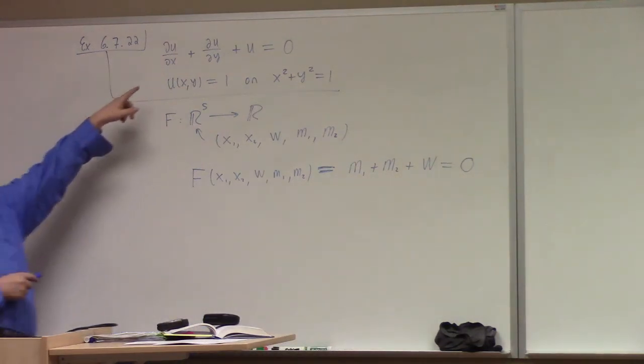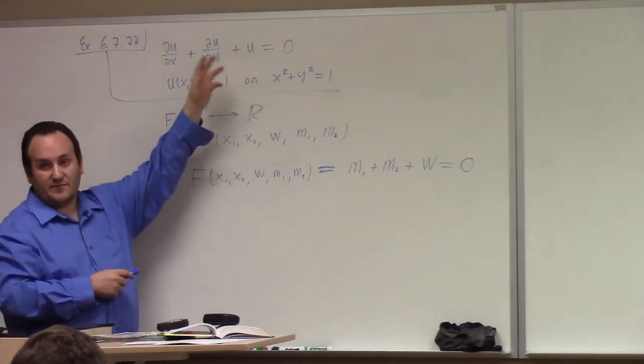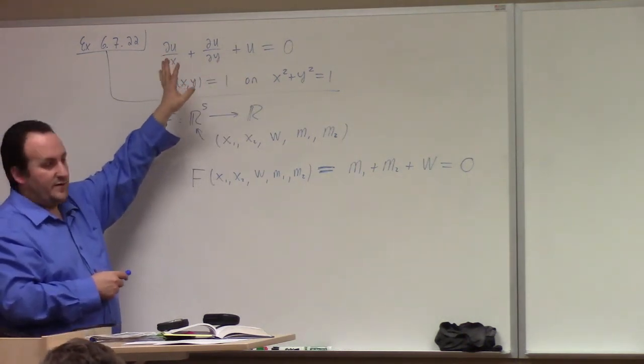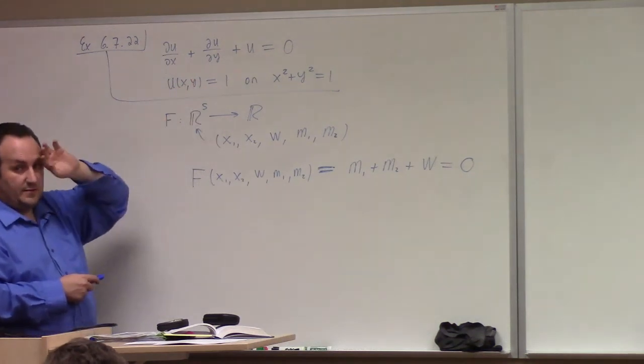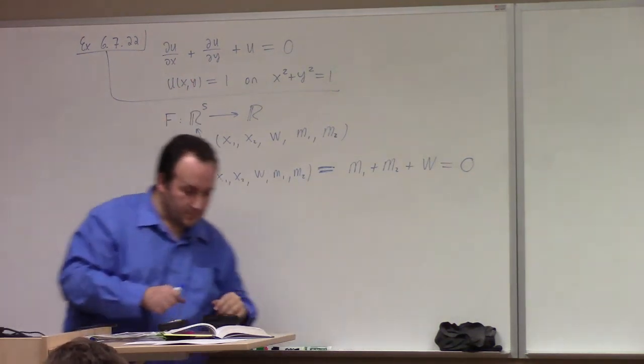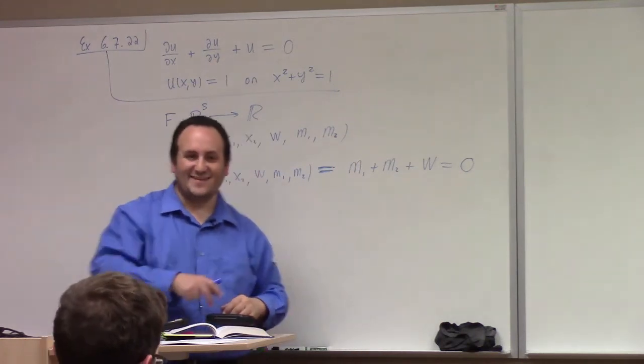Well, there is no explicit x1 and x2 up here. There's derivatives with respect to x. And so I'm pretty sure that x1 is equal to x and x2 is equal to y. Okay, good. Checking.